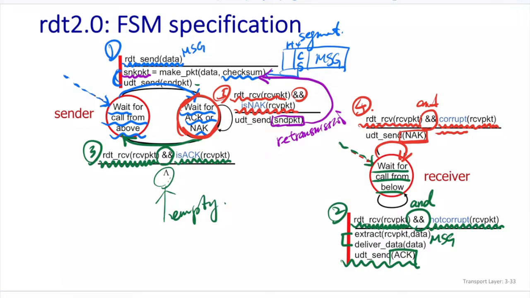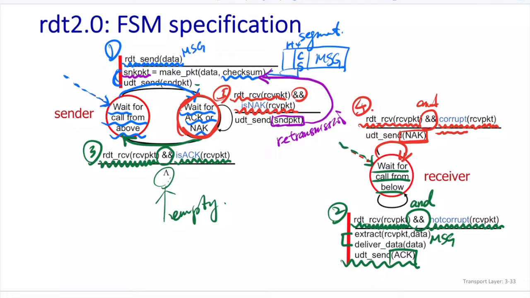So this process will keep going until the receiver receives the correct packet. So it goes to number 2 and sends the ACK back to the sender. And the sender will leave wait for ACK or NAK, and go back to the initial state, wait for call from above. So that is the entire finite state machine specification of RDT 2.0. Okay, so make sure you understand all those processes, what is the event encountered, and what actions should be taken when a certain state has arrived.